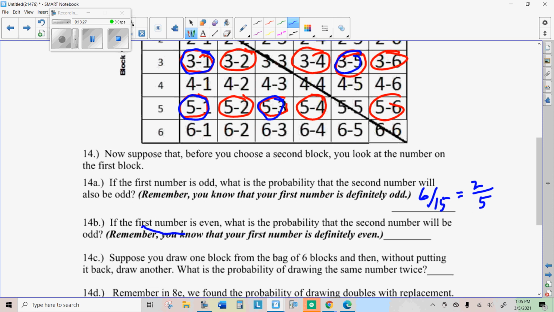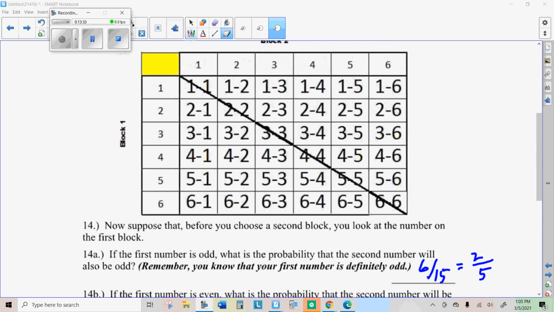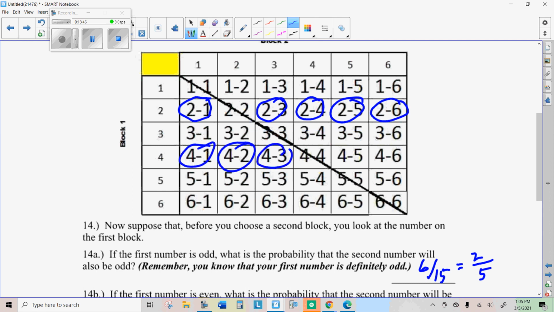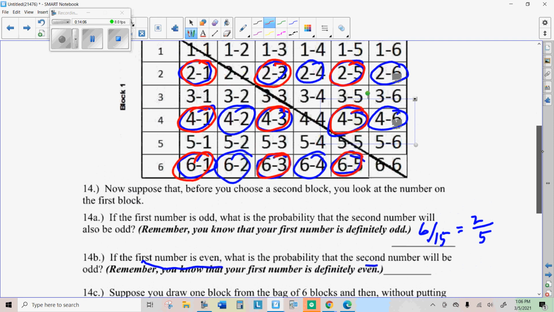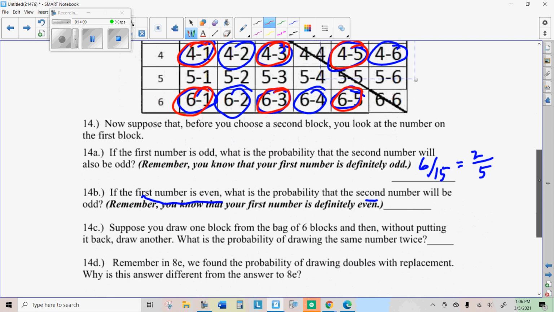If the first number is even, what is the probability that the second number will be odd? So for this one, we want to circle all the ones where the first number is even. Go ahead and do that. So you should have circled 15 of them. Now, of those, we want to find the ones where the second number is odd. I'll change to red for that. The second number is odd. It's a 1. Go ahead and do that. And that gave me 9 red circled out of 15 total.